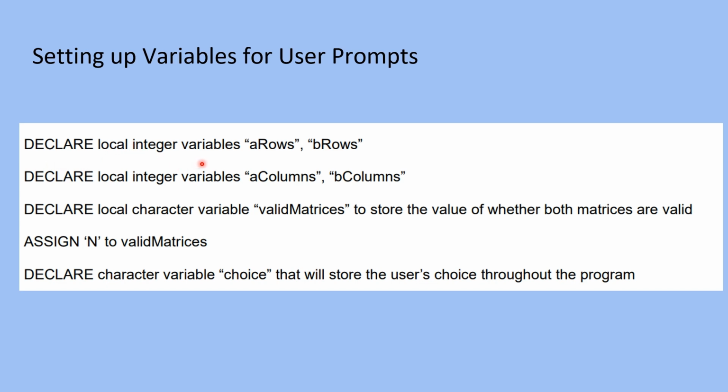We'll declare local integer variables A rows and B rows to store the number of rows in the matrices. Now we'll declare local integer variables A columns and B columns to store the number of columns in the matrices. And we'll declare local character variable valid matrices to store the value of whether both matrices are valid. And we'll assign n to this, and we can change it later depending on how the program goes. And then we'll declare character variable choice that will store the user's choice throughout the program.